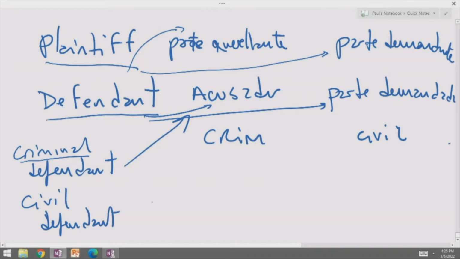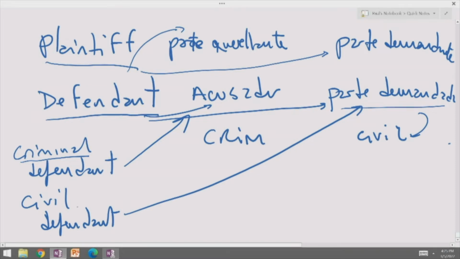But when they see civil defendant, for us, it's just parte demandada. Because when we say parte demandada, we know that we are in civil. But they have to add civil right before defendant, because defendant is for both jurisdictions in English. And the same thing happens with plaintiff.